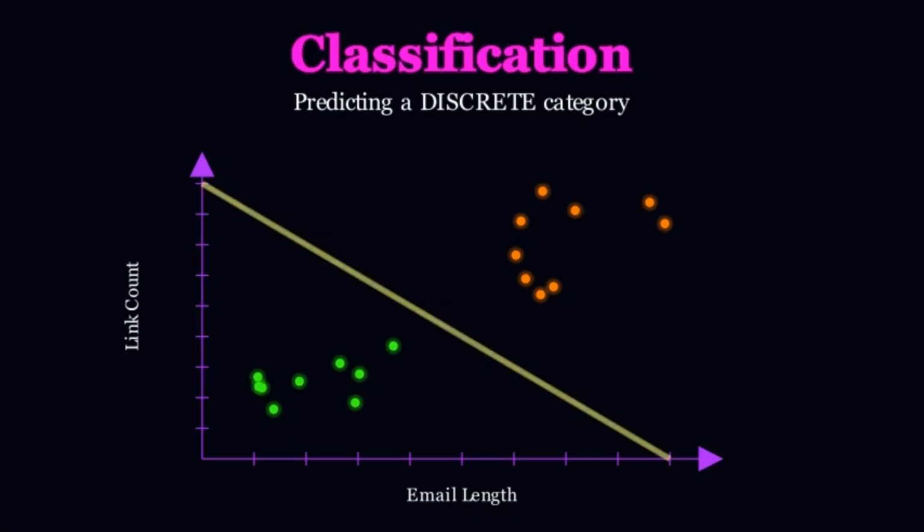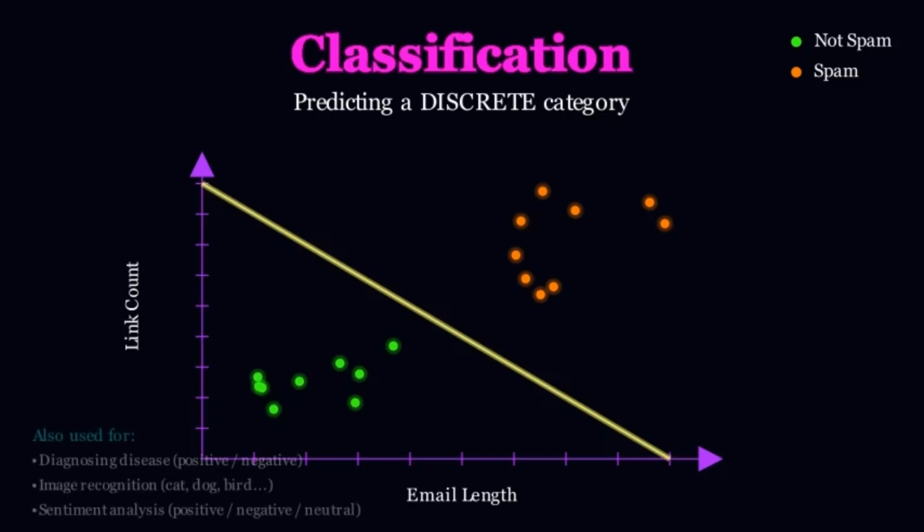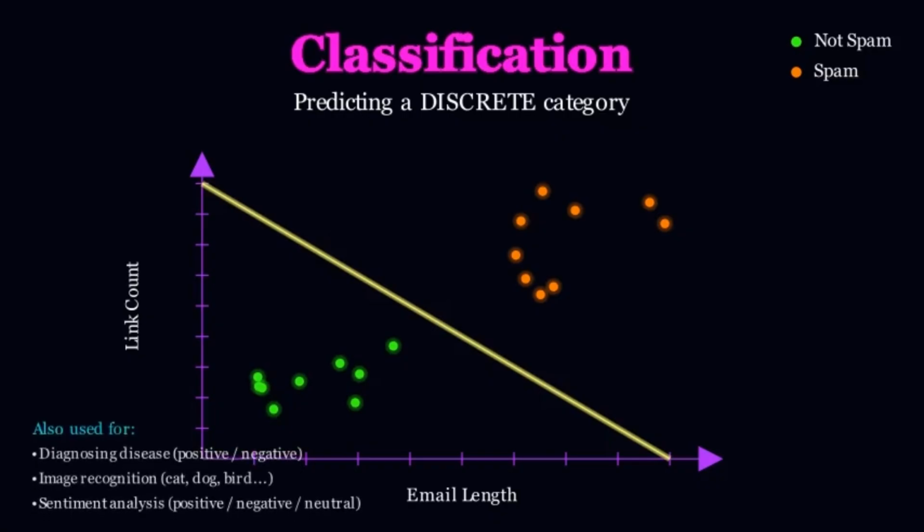Take spam detection. Every email either belongs to the spam bucket or the not spam bucket. There's no in between. The model learns a decision boundary that separates these classes as cleanly as possible. Anything that falls on one side gets one label. Anything on the other side gets a different label.